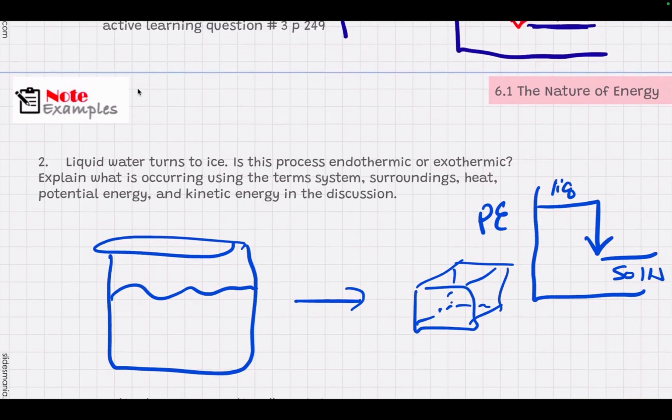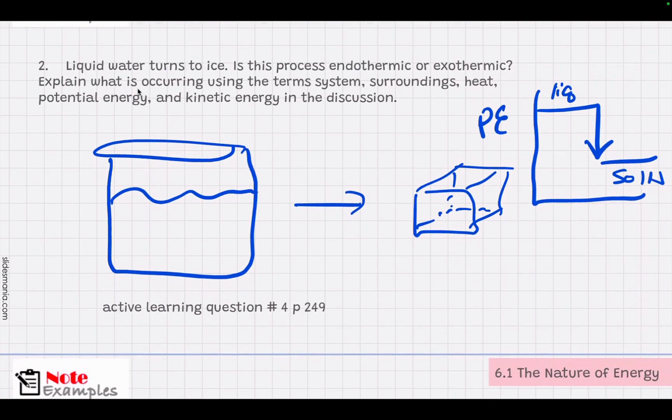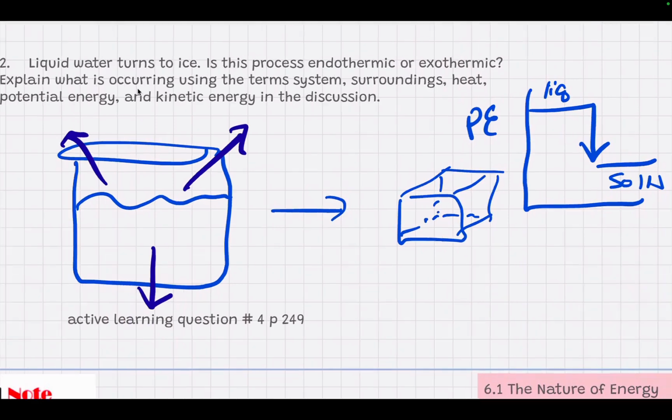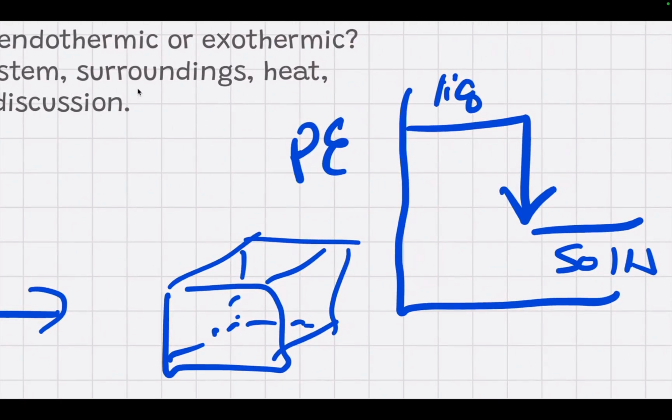Here's another question. Is liquid water turning into ice? It is going to be exothermic because the energy, like if you put the water in the freezer, has to come out of it in order for it to turn into ice. So again, if I did a potential energy diagram, the liquid water has more potential energy than the solid ice.